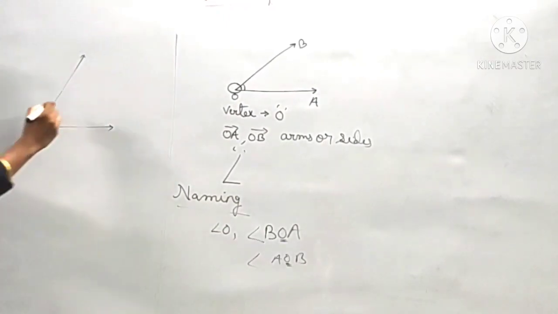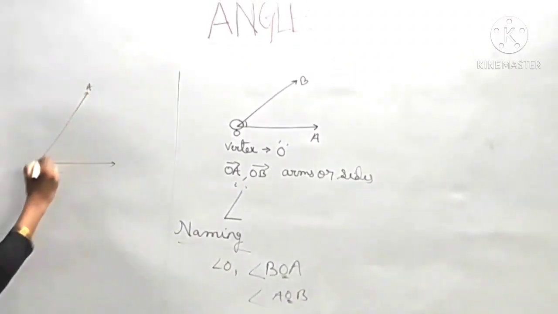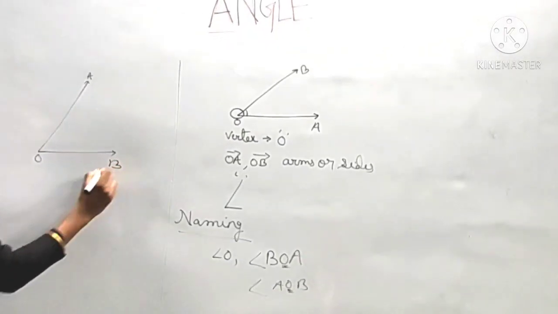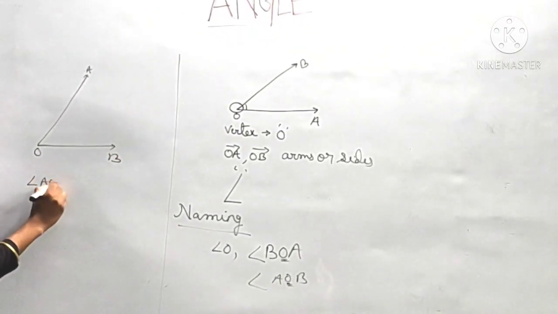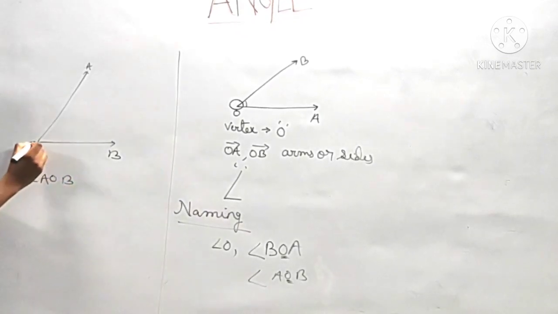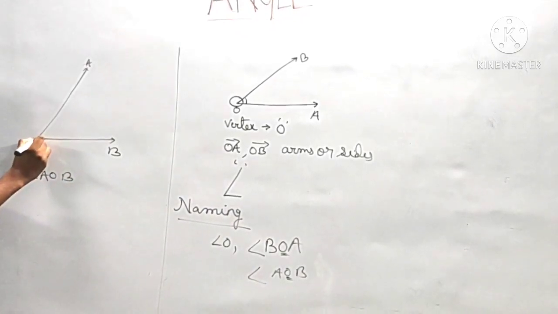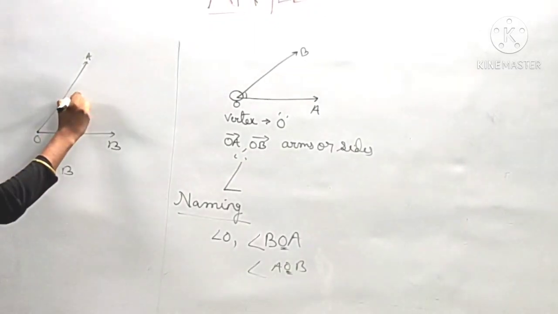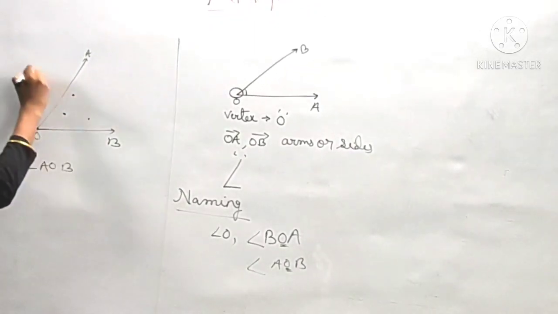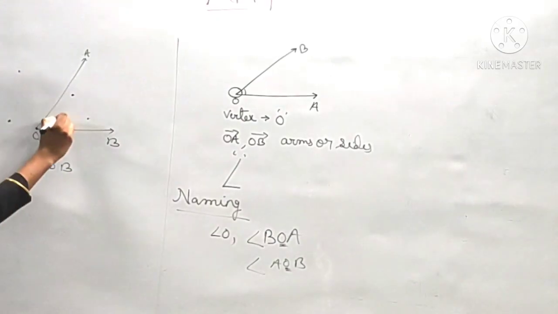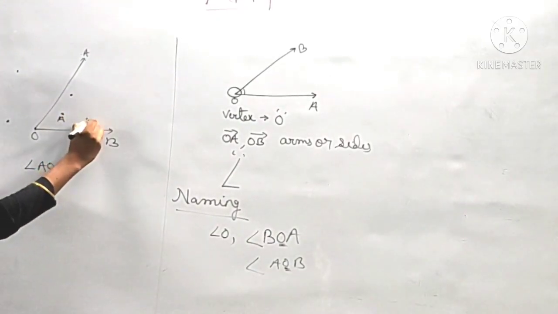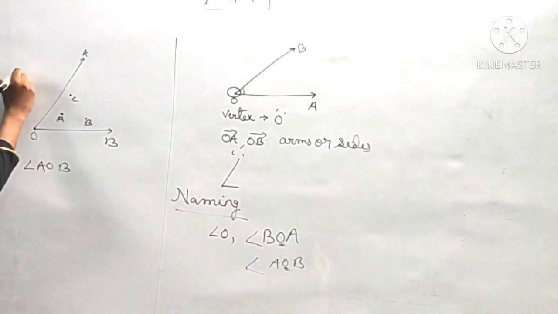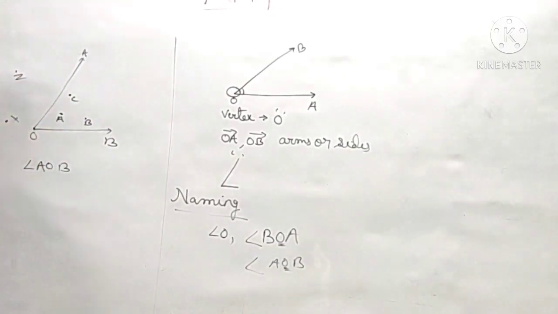Suppose I am taking some points. The name of this angle is AOB. Why have I written AOB? Because O is the vertex and it should be in the middle. I am writing some points. Suppose there are some points here: I have named them A, B, C, and this one Z and X.